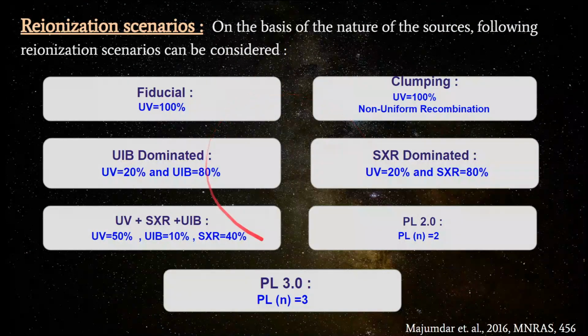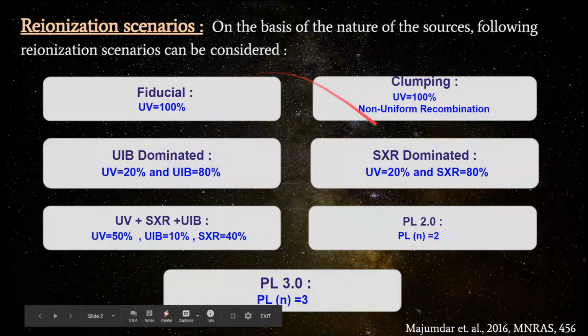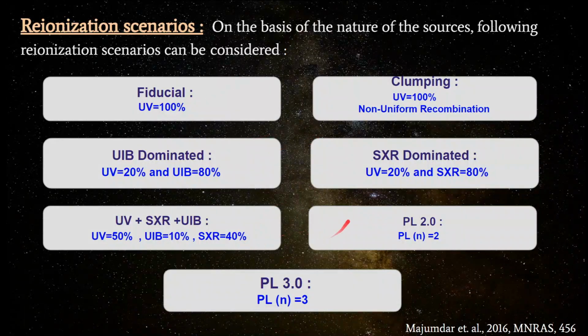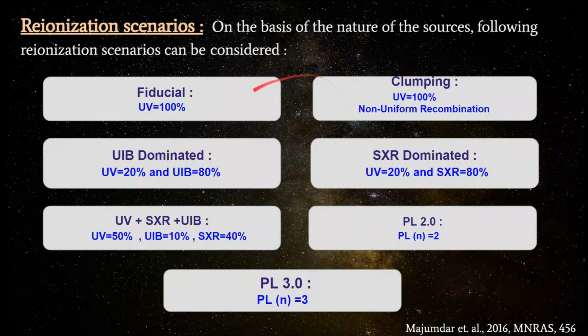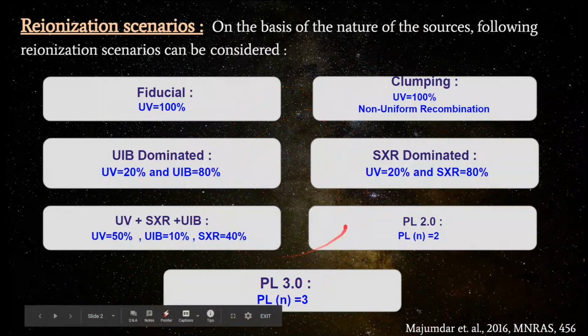So these are the 7 reionization scenarios I was talking about. These 7 reionization scenarios are different from each other in the way they use source models. For example, the scenarios like fiducial, clumping, and PLN equal to 2 and 3 use source models which emit ultraviolet photons from galaxies residing in dark matter halos. Similarly, the other scenarios emit hard X-ray and soft X-ray photons respectively. If you want to know more about these reionization scenarios, you can either contact me or go through the literature, Mazumdar et al.